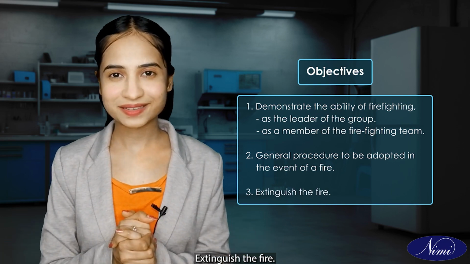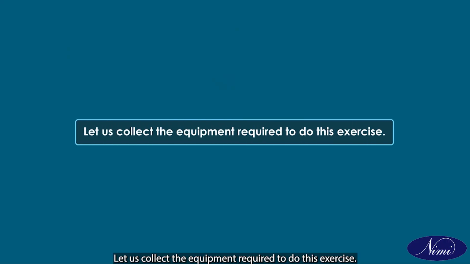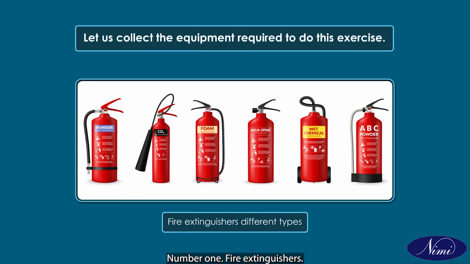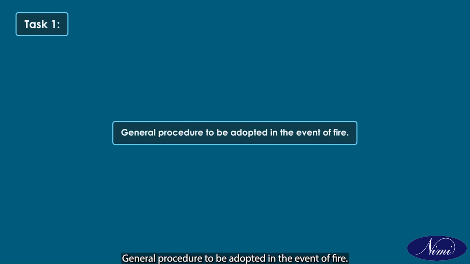Extinguish the fire. Let us collect the equipment required to do this exercise. Number 1. Fire extinguishers, different types, 1 number each. Procedure. Task 1. General procedure to be adopted in the event of fire.